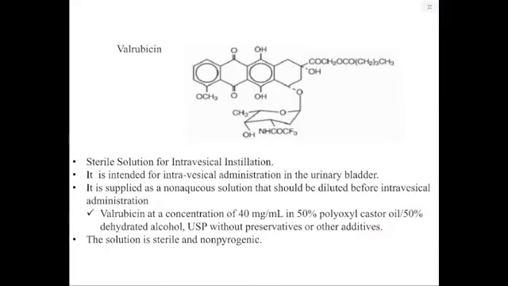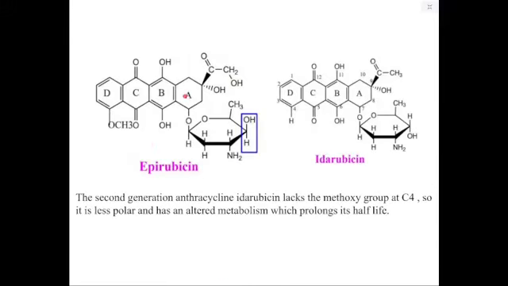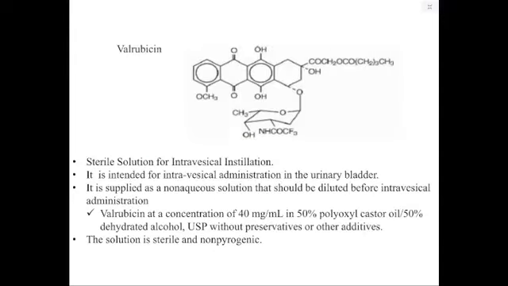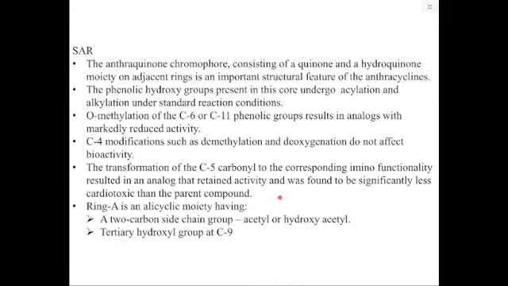You can see we number them the same way as we number anthracycline rings A, B, C. So what we are saying is that rings B and C are important for activity. That is the quinone and the hydroquinone ring. Both of them are important for activity. So the quinone and hydroquinone moiety on the adjacent ring are necessary for activity of the anthracycline. Remember, this must be a flat molecule.